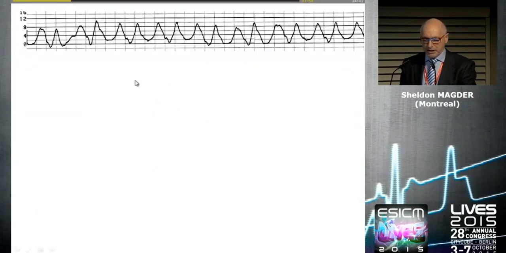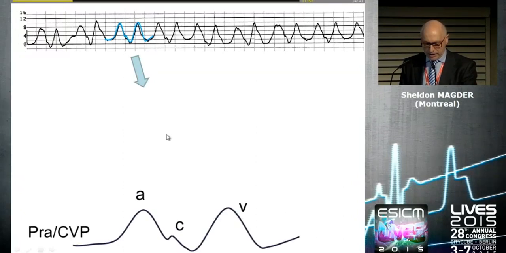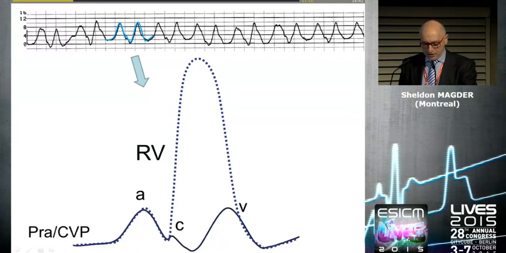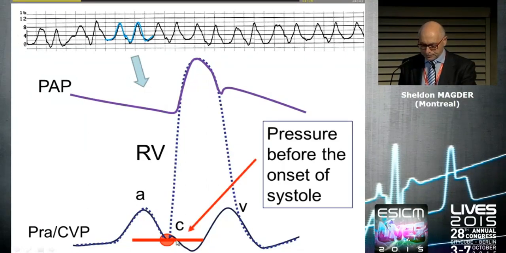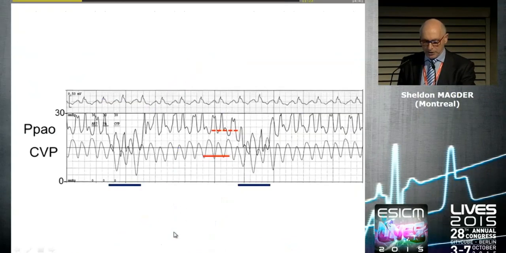Let me explain. Here's the same tracing, and I'll just draw this part, bring it down, expand it, and let's put in a right ventricular tracing. So what the base of the C wave gives you, and we've got to put in a pulmonary artery pressure, it gives you the final pressure in the ventricle before the onset of systole. So a useful value to give you that final stretch to the sarcomeres before contraction. That's the proper place to make the measurement because it's the best representation that we can get of a preload. So it's the pressure before the onset of systole.